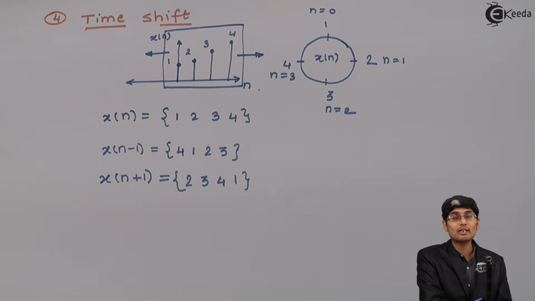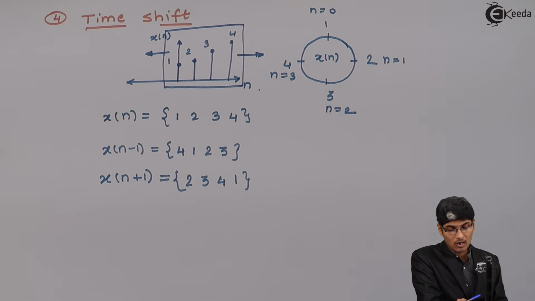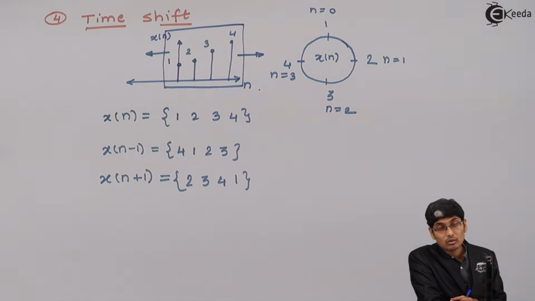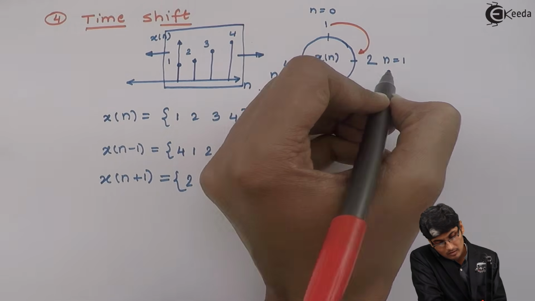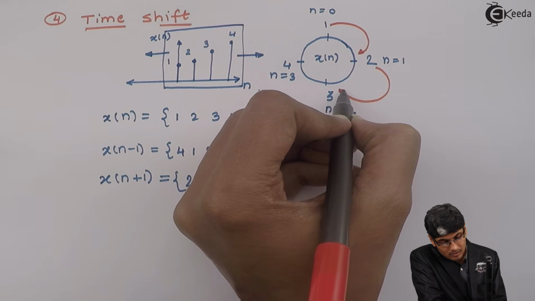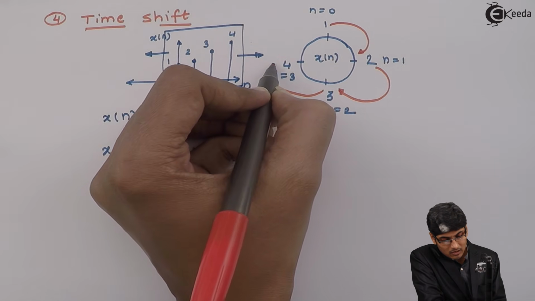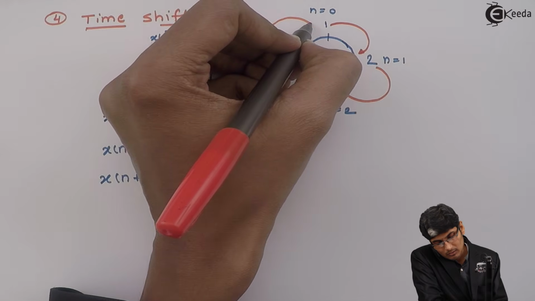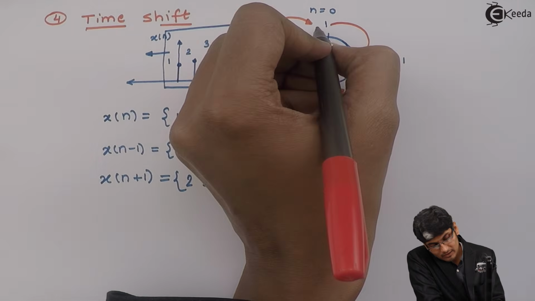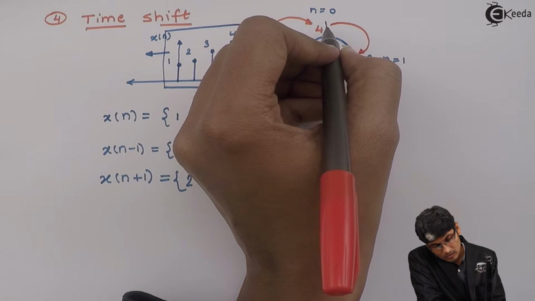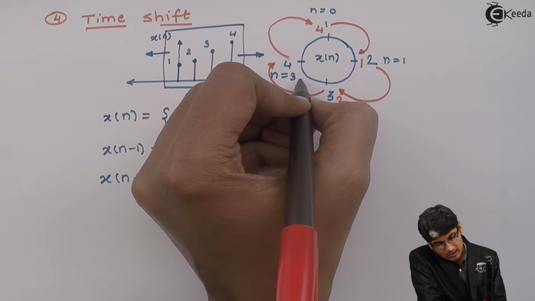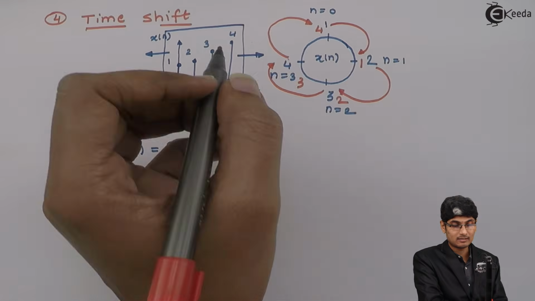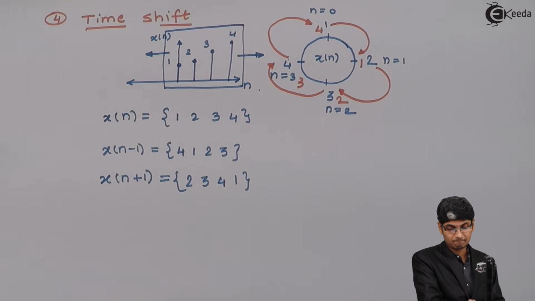Now when I say that I am going to shift or delay the signal by 1, this whole clock is going to get rotated by one shift. So my 1 will come on this position, my 2 will come on this position, my 3 will come on this position, and my 4 will come on this position. So the new samples that I will get: here it will be 4, here it will come as 1, here it will be 2, and here it will be 3. So the red samples show the signal shifting.